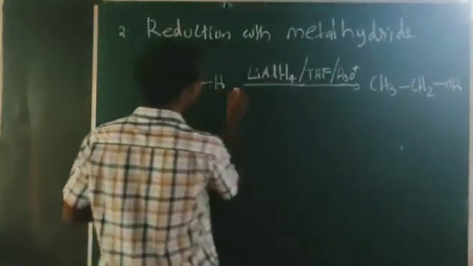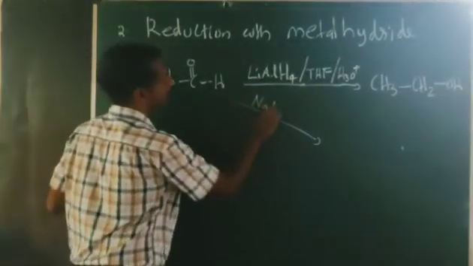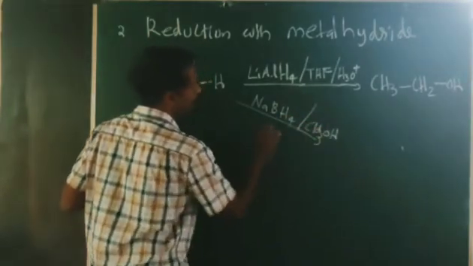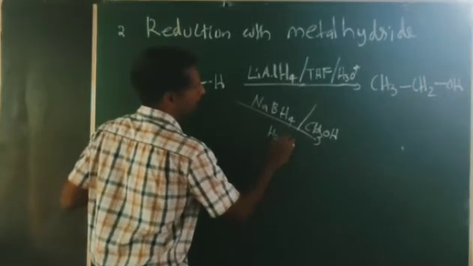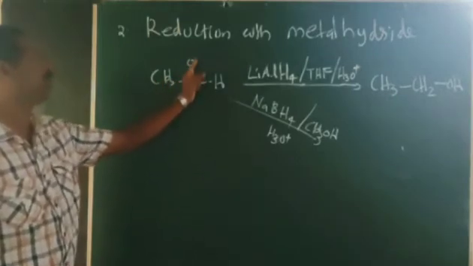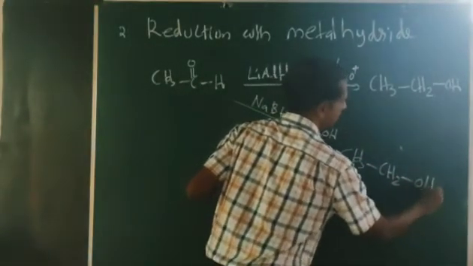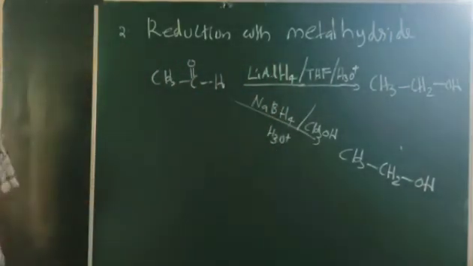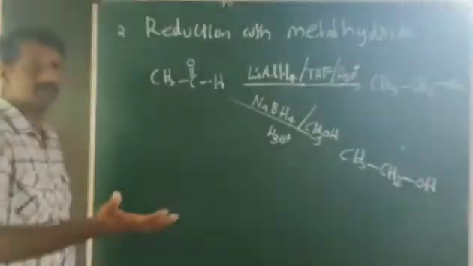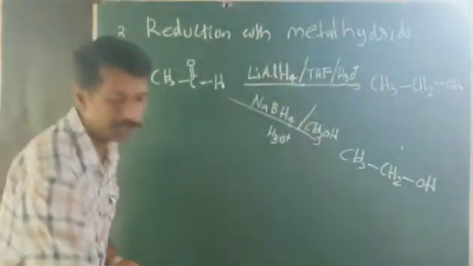Another reducing agent: instead of lithium aluminium hydride, you can use sodium borohydride, NaBH4, in presence of methanol, CH3OH, followed by hydrolysis, H3O+. Again, the same thing: the CHO group is converted to CH2OH. So we get CH3CH2OH, ethanol. Keep it in mind, the second one is reduction with metal hydride. Aldehyde is converting to primary alcohol, and if you take a ketone it will change into a secondary alcohol.